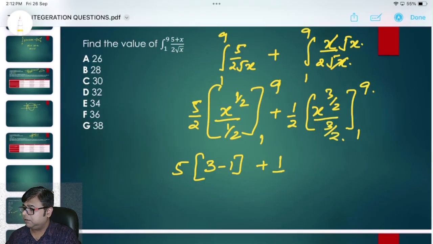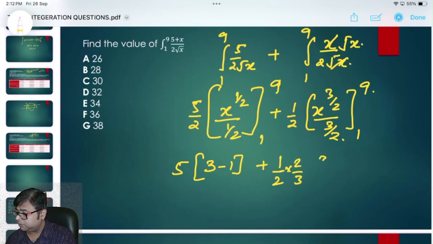So x to the power 3/2 divided by 3/2. So the 3/2 becomes 2/3, and this becomes x to the power 3/2. If I put 9, so 9 is 3 squared, it will be 3 cubed, 27, and minus 1. So this is what I will get finally.